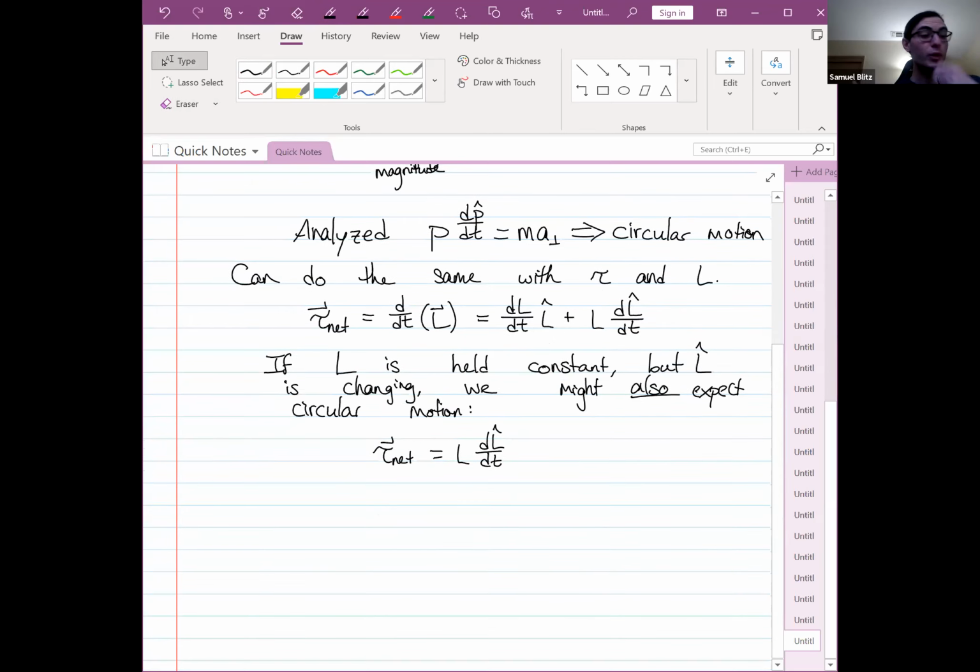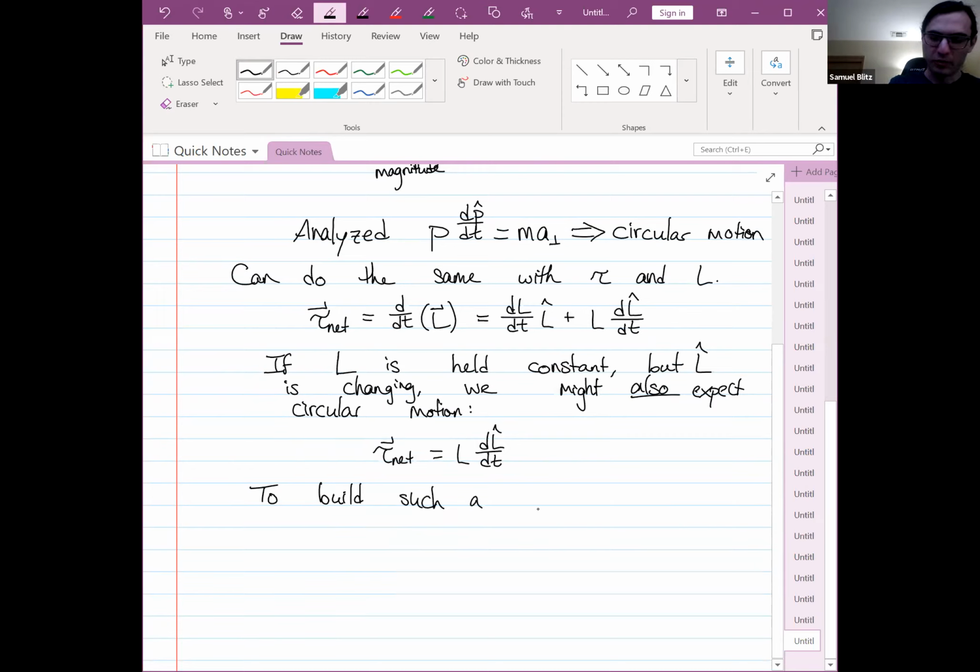So the question is how do we build a system like this? Like what would be a good example? And the reason why we want to do that, by the way, is because we want to investigate what happens when you have the same sort of phenomenon occurring for rotational motion.